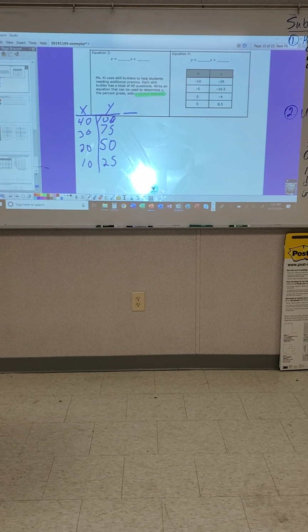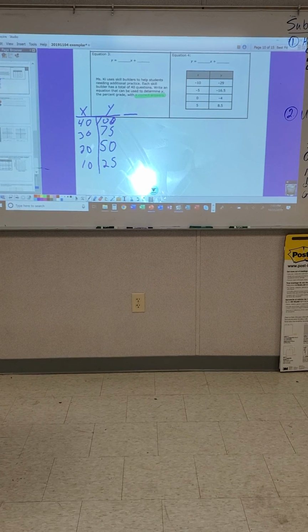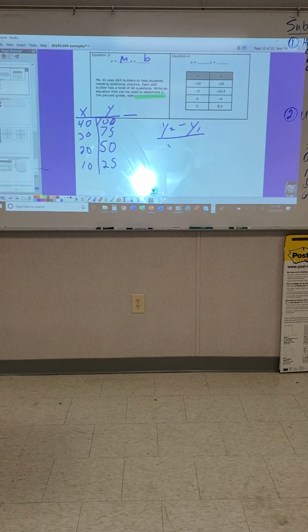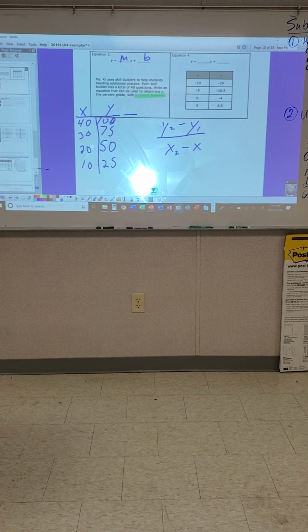So we need to know what our slope is, and we need to know what our y-intercept is. So let's figure the slope. So y2 minus y1 over x2 minus x1.